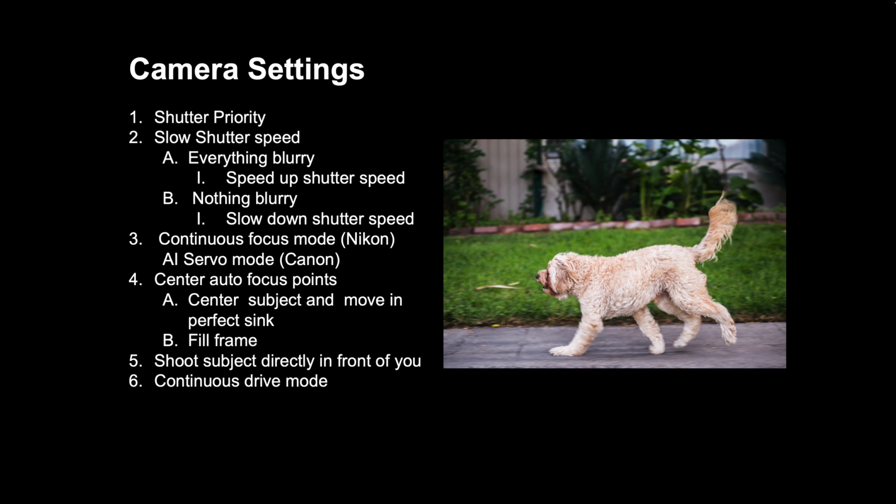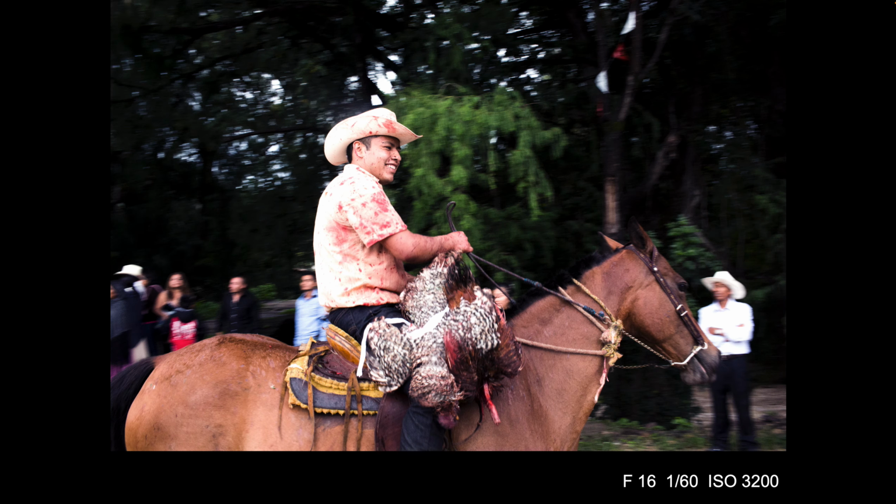And you want to make sure you're on continuous focus mode on a Canon, or else AI Servo mode on a Canon, and continuous focus mode on a Nikon. You want to center the autofocus point on the subject and move in perfect sync. You want to fill the frame and shoot the subject directly in front of you in a continuous drive motion.